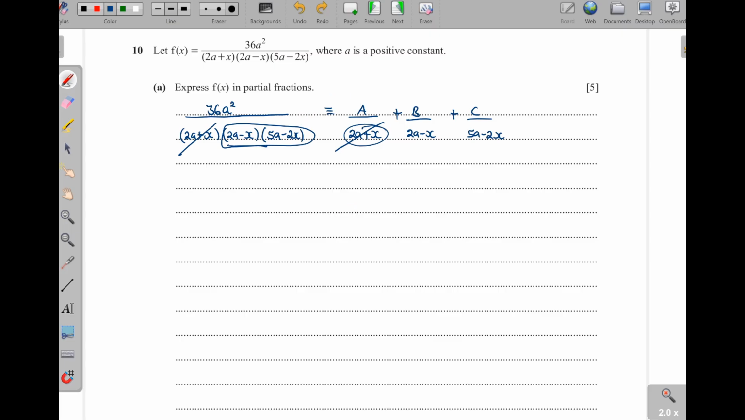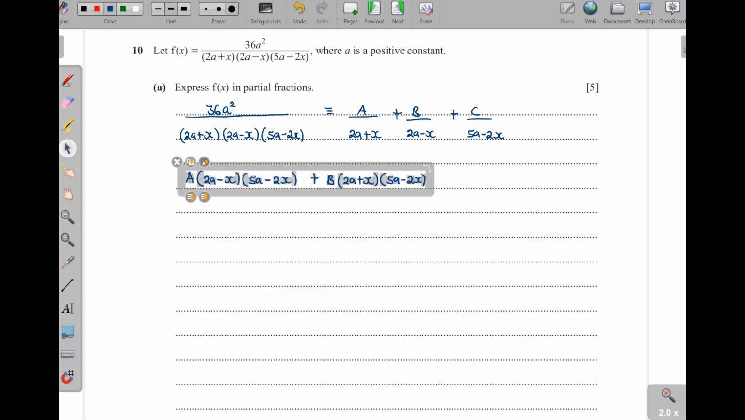So I said this 2a plus x disappears, and then we remain with this one here, which we shall multiply with the A there. So meaning we shall have A into this 2a minus x, then 5a minus 2x, then plus, you get this, divide by this, that means this one here will cancel with this, then you remain with this 2. So you multiply then with B. So B times the 2a plus x, then times the 5a minus 2x. You see that?